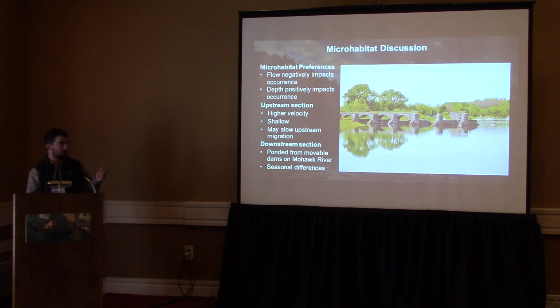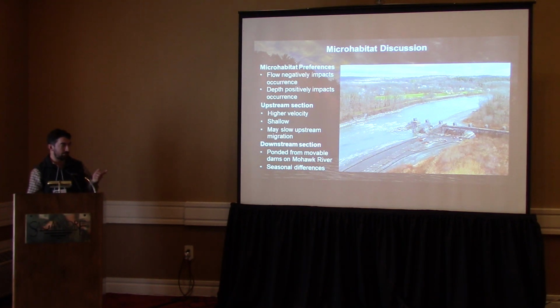Upstream sections, we know, have higher velocity and are shallower, and this may slow down round goby invasion, as we know it's relatively slow. But the downstream section looks like this. It's ponded from movable dams in the Mohawk River. There's seasonal differences. So this is what it looks like in the summer months, and then it looks more like this during the winter season from November to May.